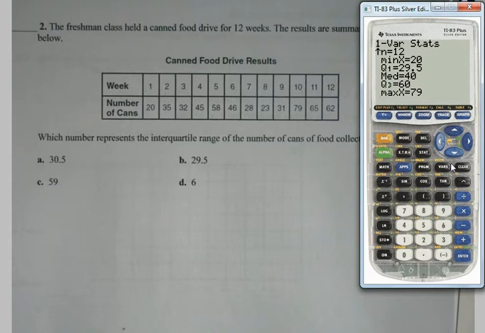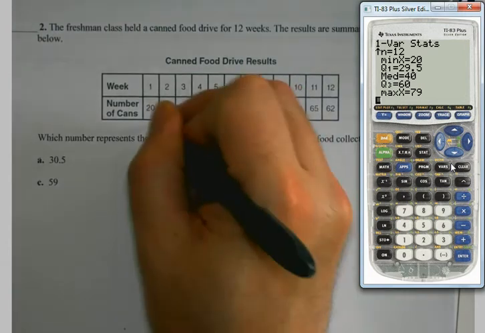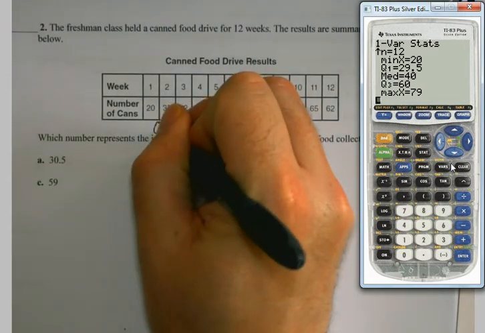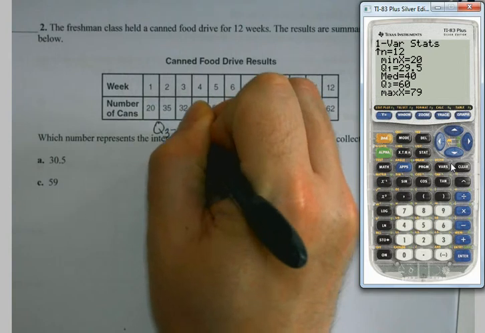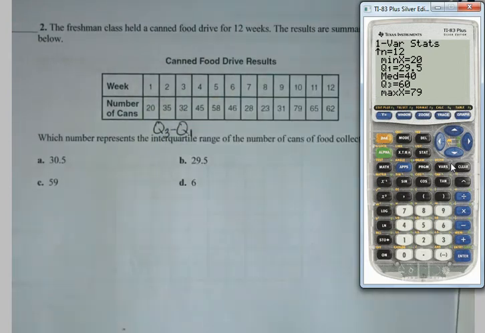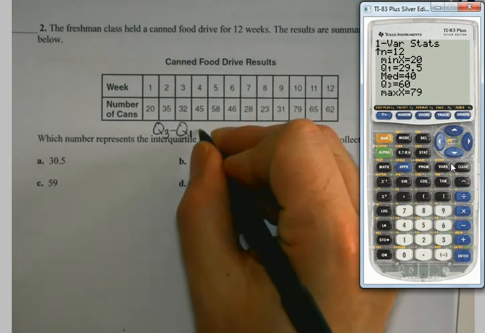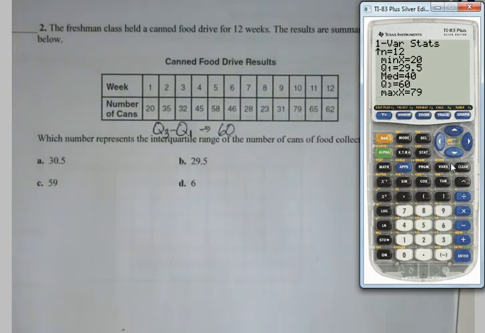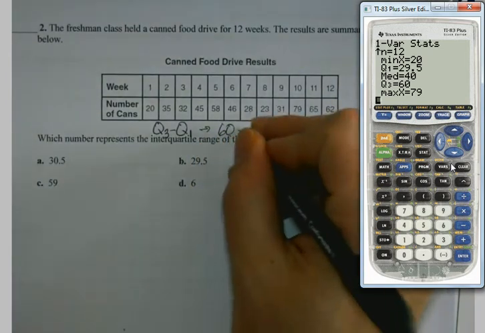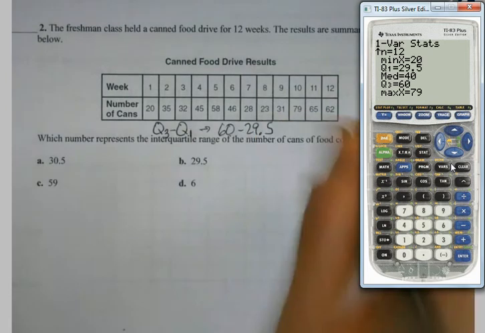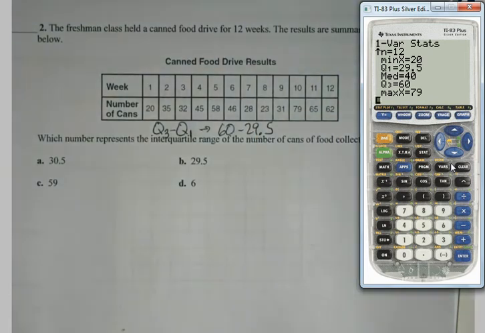But the interquartile range is always going to be your third quartile minus your first. It's that middle area. It's that area that we find in the box in a box plot. So I have to do a little math this time. So my third quartile is 60. My first quartile is 29.5, and I'm just going to subtract those.